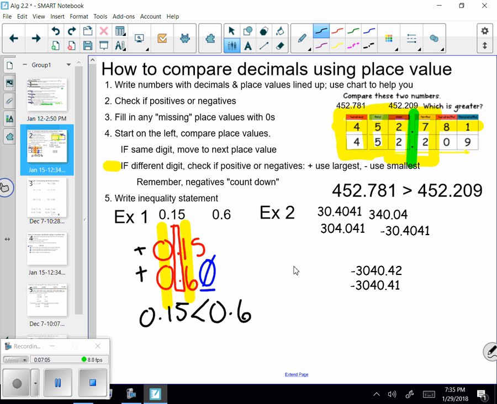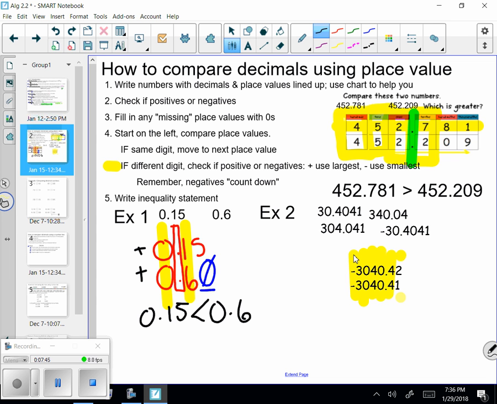We have to fill in missing digits. There's 4 whole number digits, 4 whole number digits, 2 decimal digits, 2 decimal digits. No numbers to fill in. So now we compare. We start on the left. 3 and 3 in the thousands digit. Same digit, move on. 0 and 0 in the hundreds. Same digit, move on. 4 and 4 in the tens. 0 and 0 in the ones. We hit our decimal. 4 and 4 in the tenths. And then finally 2 and 1 in our hundredths.